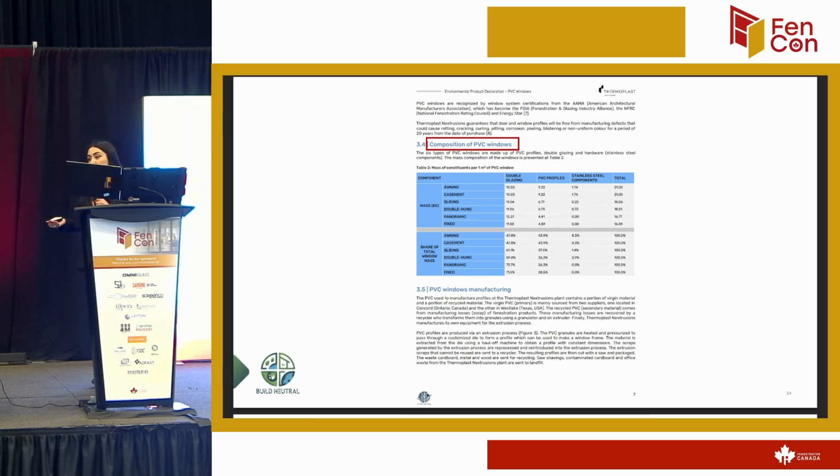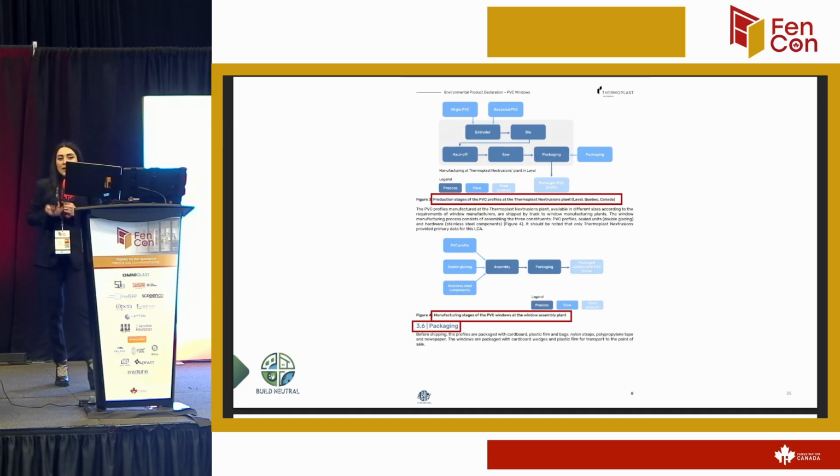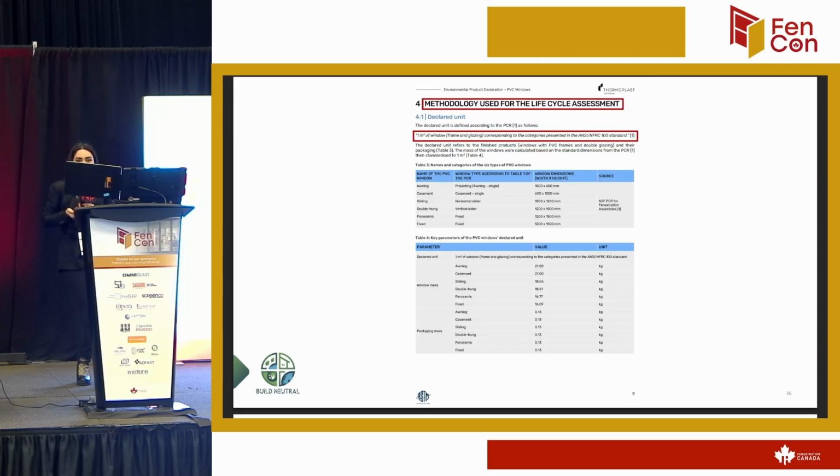What's the composition of your window? For example, here they have PVC windows and they provide the composition based on the mass. For example, double glazing, like for the awning, casement, sliding, how many kilograms it is. And then all this system boundary I was talking about. What's the packaging? What type of packaging are you using? Do you need packaging or not? Again, that's going to come into the system and impact the entire emissions.